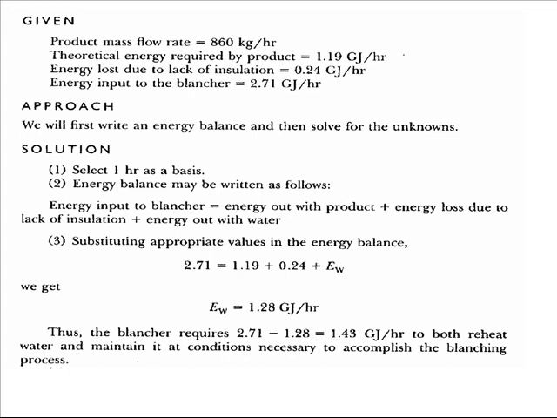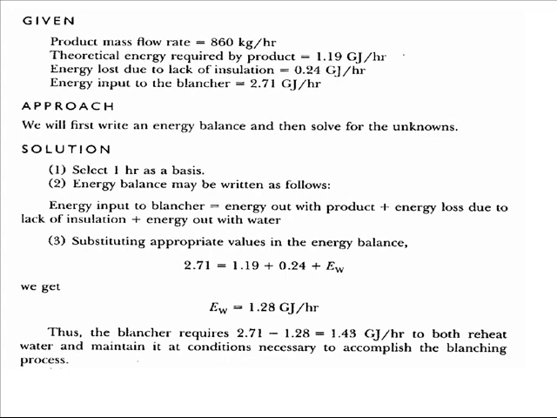In the approach, we first write an energy balance and then solve for the unknowns. First, we need to select 1 hour as a basis. Everything is given in terms of hour. And then the energy balance may be written as follows. The energy input to the blancher is equal to the energy out with the product plus the energy lost due to lack of insulation plus the energy out with the water.